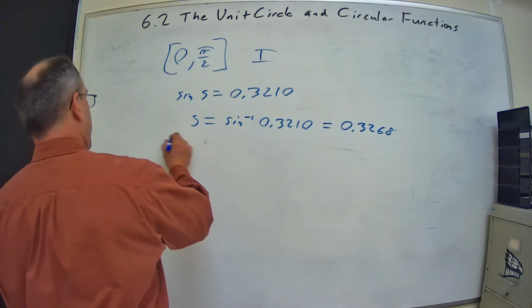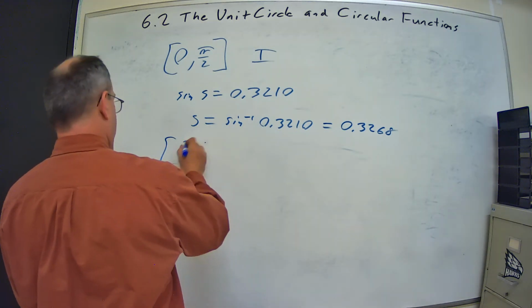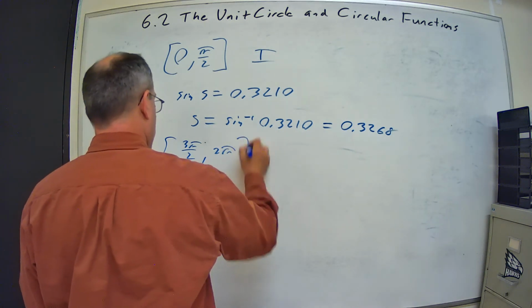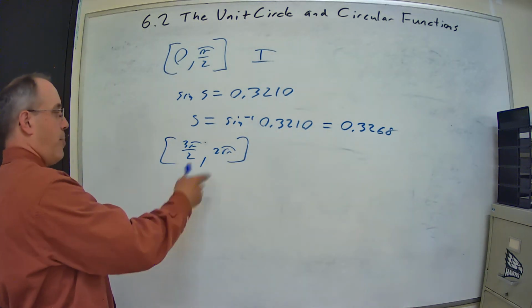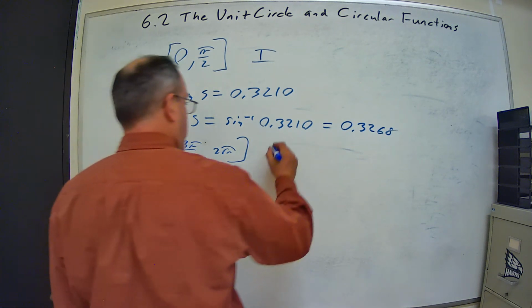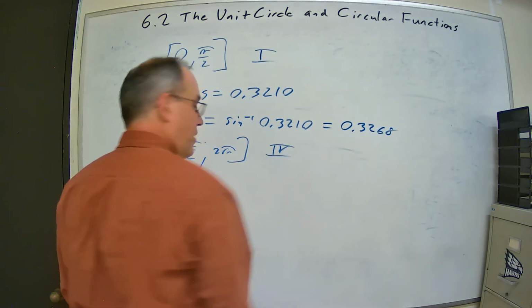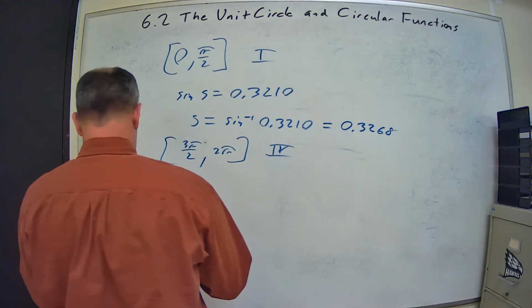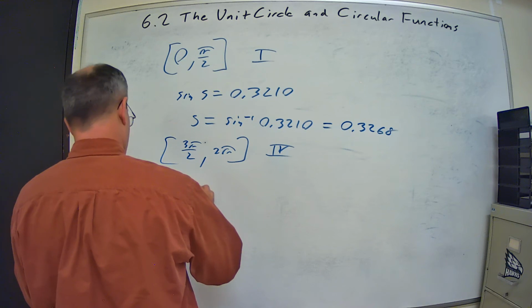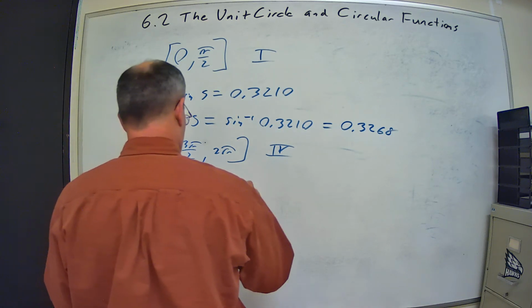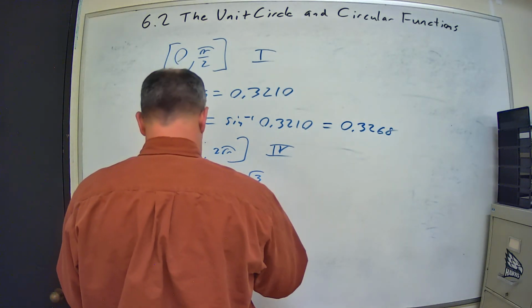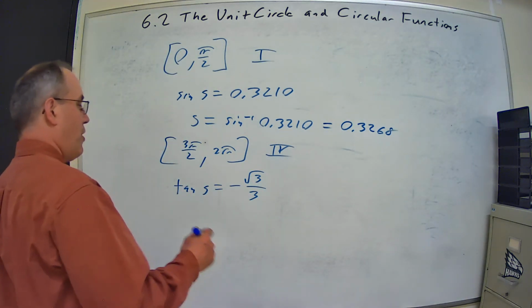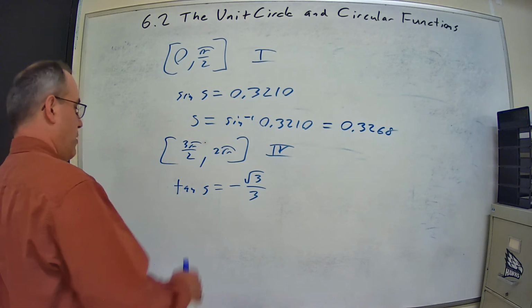So let's try this one. What if we have the interval from 3 pi over 2 to 2 pi? 3 pi over 2 to 2 pi, that's the fourth quadrant. I'm just going to put that there as a little reminder, right? And we know the tangent of s is equal to negative square root of 3 over 3. And I'm actually going to say I want the exact value of s.